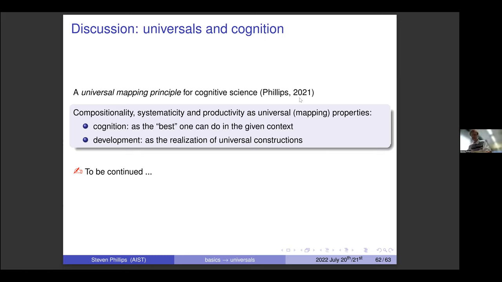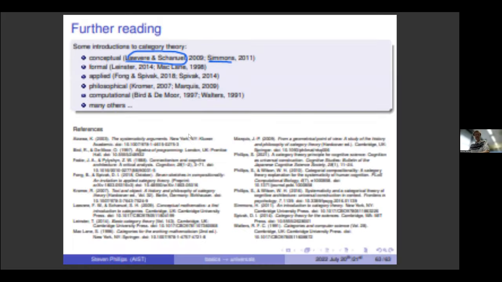So we can think of cognition as the best possible way of doing things, which is why it's systematic and so forth, and development as a realization of those universal constructions. There's a lot more to be said, of course, and as we already discussed, this kind of material would take an entire semester to cover in any sort of depth.